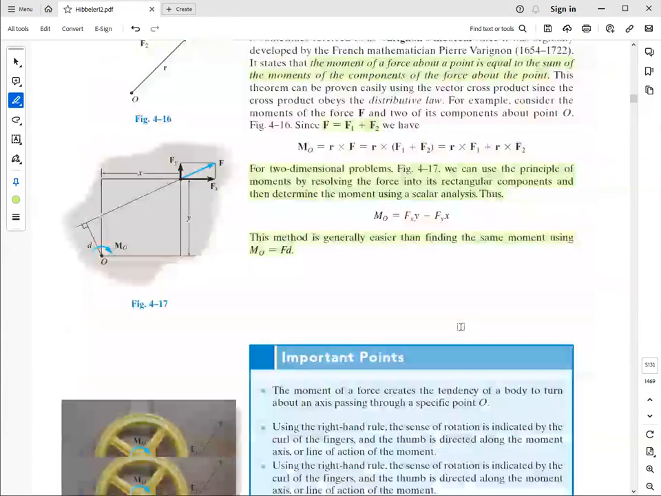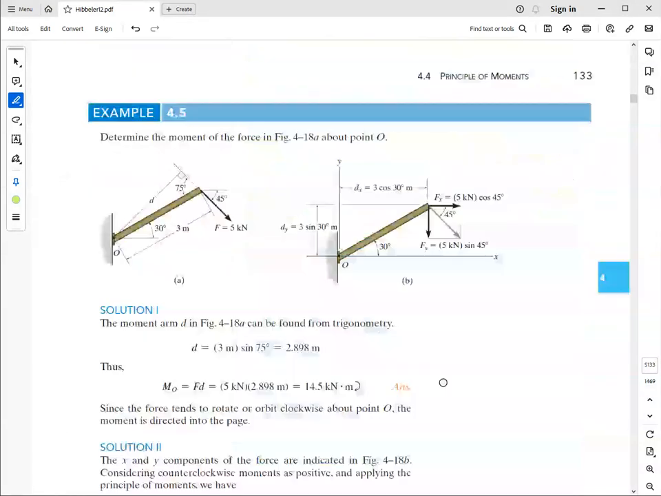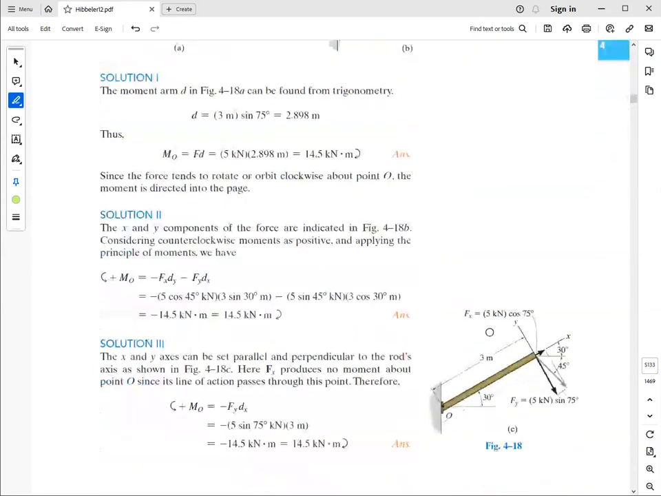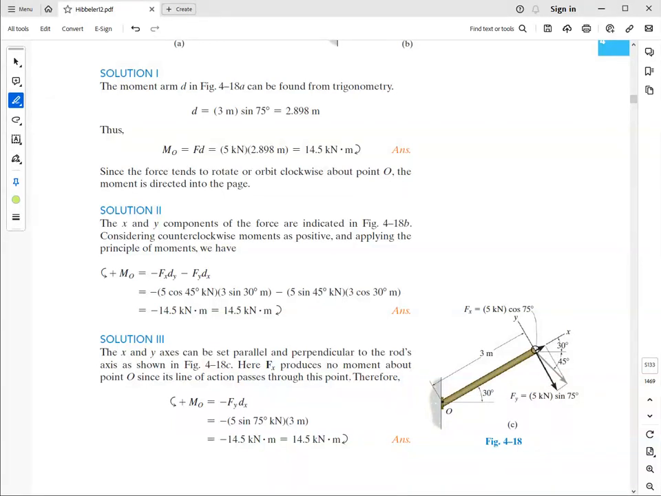Work with Varignon's theorem. So resolve the force into x and y components, evaluate the moments about the O point or z axis of the individual x and y components. They may have different signs, and you add them. Or the third one is to find the component of the force perpendicular to an arm that is given in the direction through the point about which rotation is evaluated.